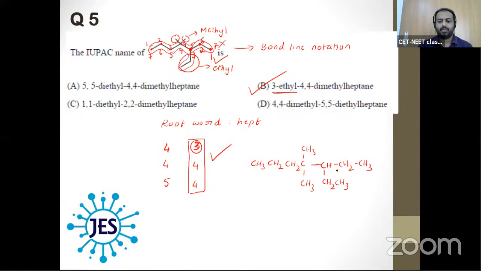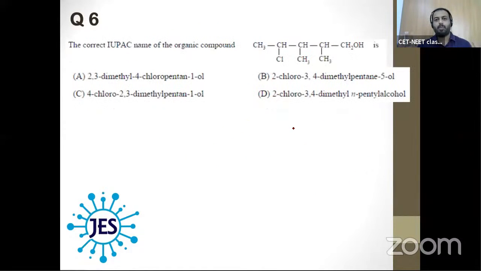Now let's go to the next question. Question number 6. First job. What is the first job? Root word. How do you find out the root word? Longest chain containing the functional group and maximum number of substituents. If you look at the longest chain here, it would be this. The one with the OH functional group. This will become the longest chain.